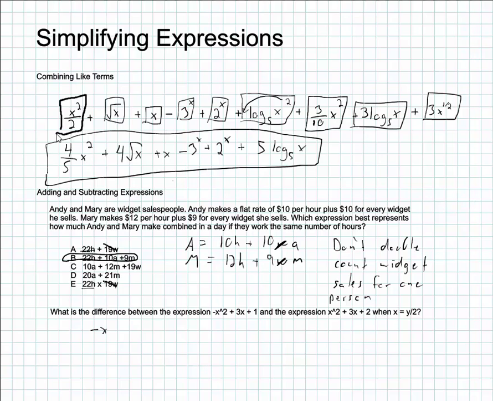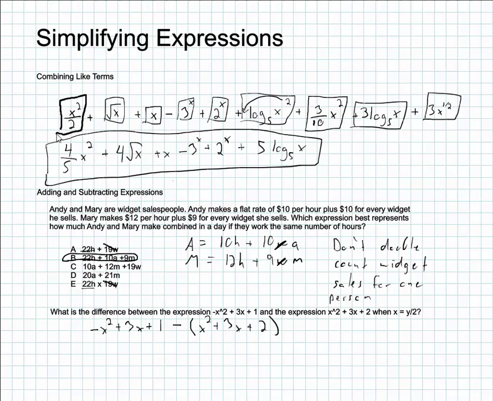Because we want to know what is the difference between the expressions, we want negative x squared plus 3x plus 1. Then we want to subtract because we want to know the difference. So minus, let's put this in parentheses, x squared plus 3x plus 2. And we'll put it in parentheses because we do not want to forget to distribute that negative sign. Not distributing a negative sign is one of the most common mistakes on the ACT, and the multiple choice answers will almost always have an answer that makes it where you think you got the right answer, but really you didn't, because they're giving you an answer where the negative wasn't distributed.